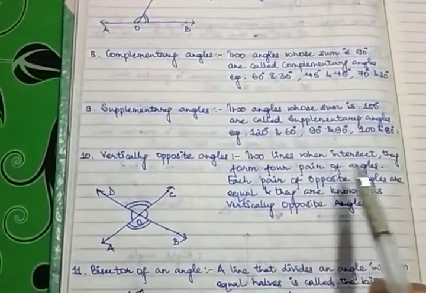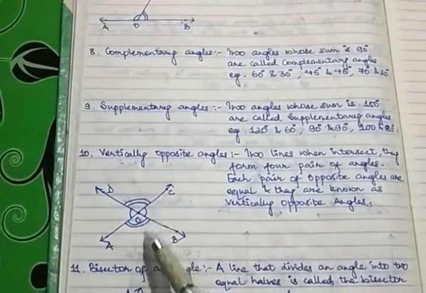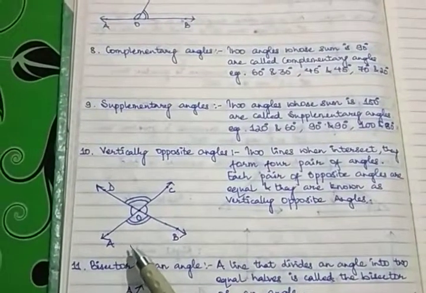Two lines, when they intersect, form four pairs of angles, and each pair of opposite angles are equal and they are known as vertically opposite angles. Okay.